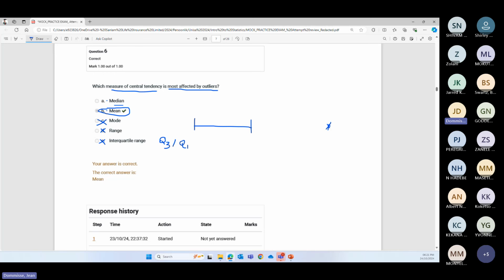So which interquartile range? Let's quickly see, the dispersion one. Range will be affected, because range is your minimum and maximum. So if you look at the question that was now posted in the chat, for outliers, what will affect dispersion?